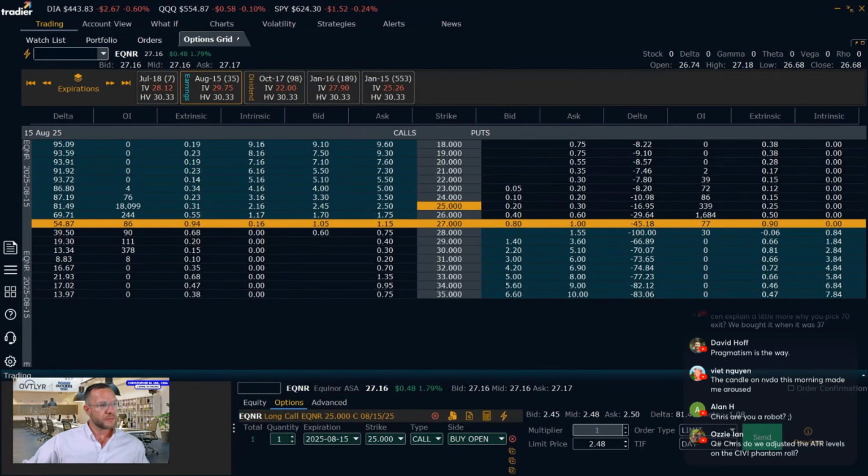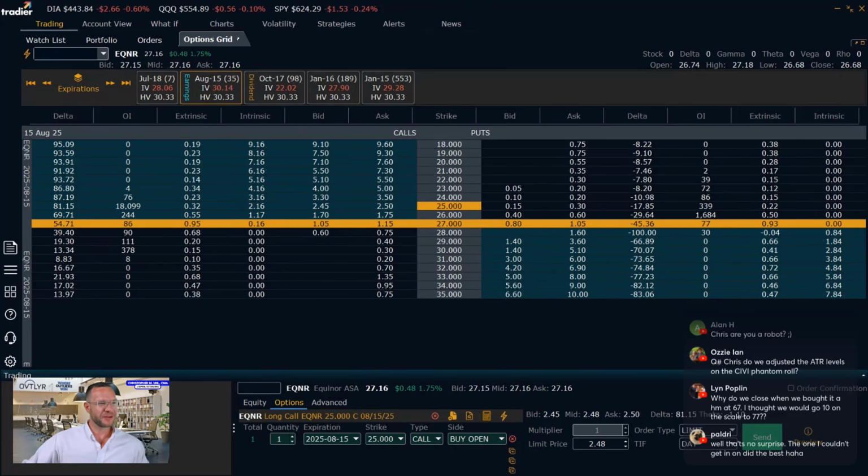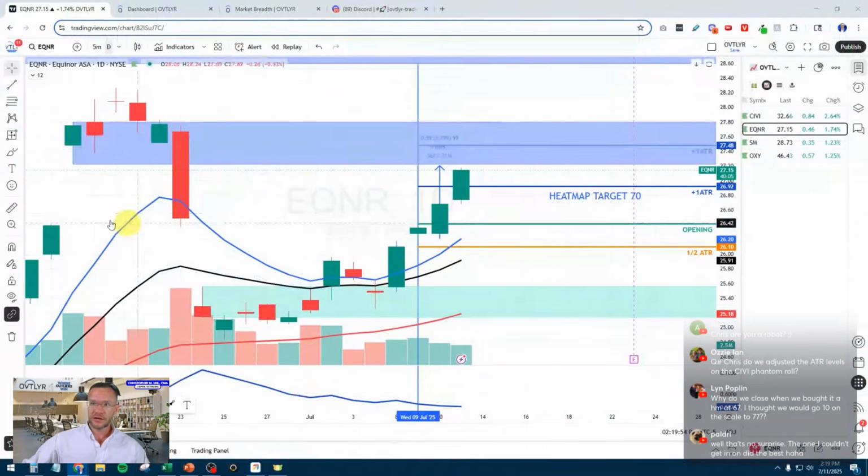Not yet. Let me bump that down to 2.45, replace 2.45. There we go. Now it's filling. It's going to take a minute. There we go. Okay, I am out at 2.45. Let me go into my family account here and close that. Close full position. Can I get 2.45 on that one again? And yeah, totally out. Okay, so I'm out of EQNR at 2.45.